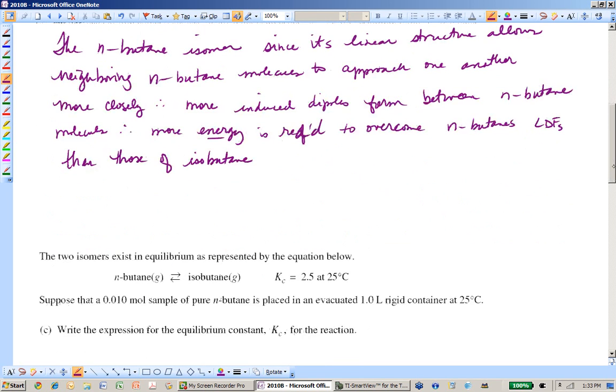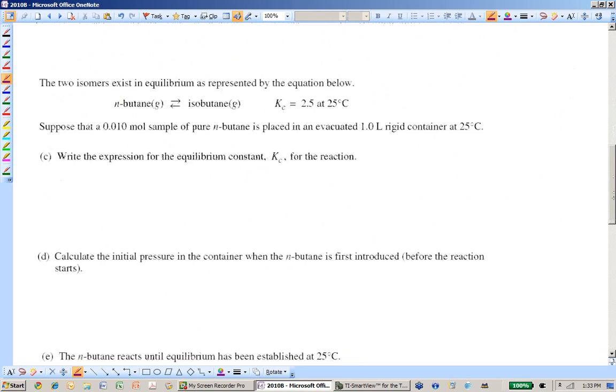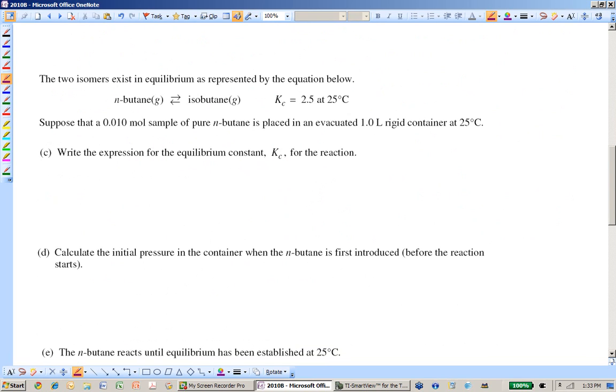Okay, so if you missed that point, let it go. At this point in the year, if you're following the NIMSY sequence, I wouldn't expect you to know that. If you've already done intermolecular forces, then you probably did get it right.